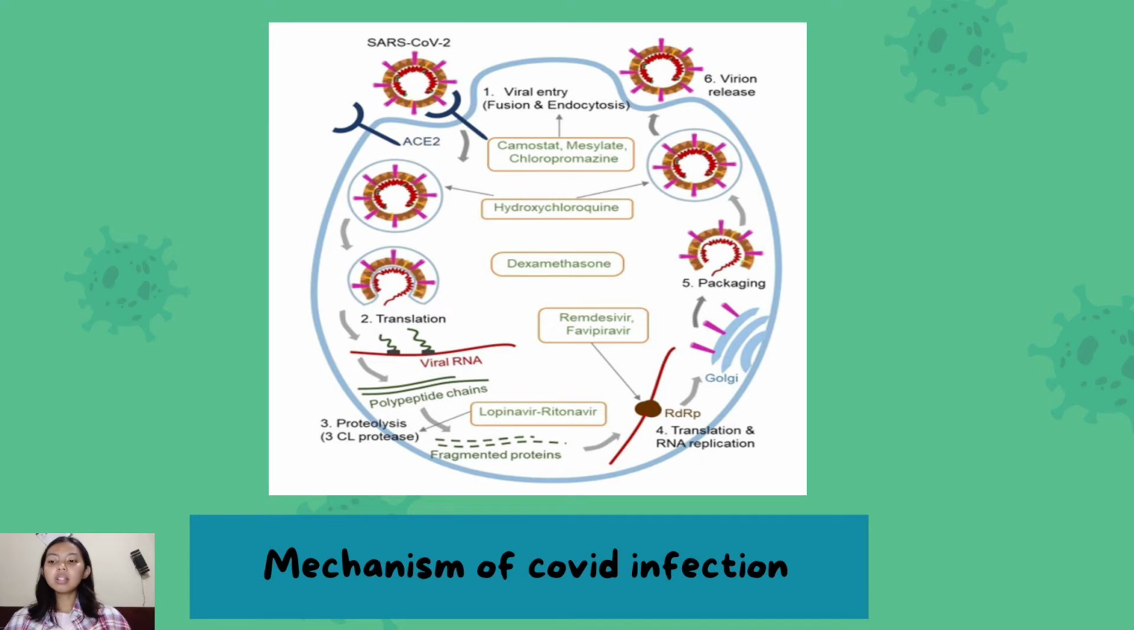The viral mode of entry into the host cell is similar in both SARS and SARS-CoV-2, where the spike protein plays an important role by binding to the angiotensin converting enzyme 2 receptor. The human ACE2 receptor is expressed on the epithelial cells of the lung and intestine, and to a lesser extent in the kidney, heart, adipose tissues, and reproductive tissues.